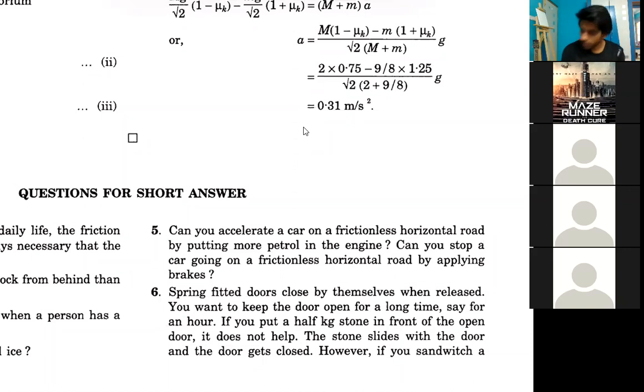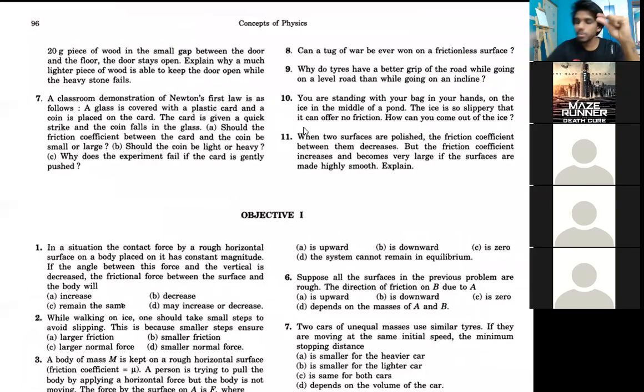Spring-fitted doors close by themselves when released. If you want to keep the door open for a long time, say for an hour, and you put a half kg stone in front of the door, it does not help. The stone slides. You get the point. The spring door will just close. But if you sandwich a 20-gram piece of wood between the door and the ground, it will stop. Why, sir? It's stopping the spring from closing.